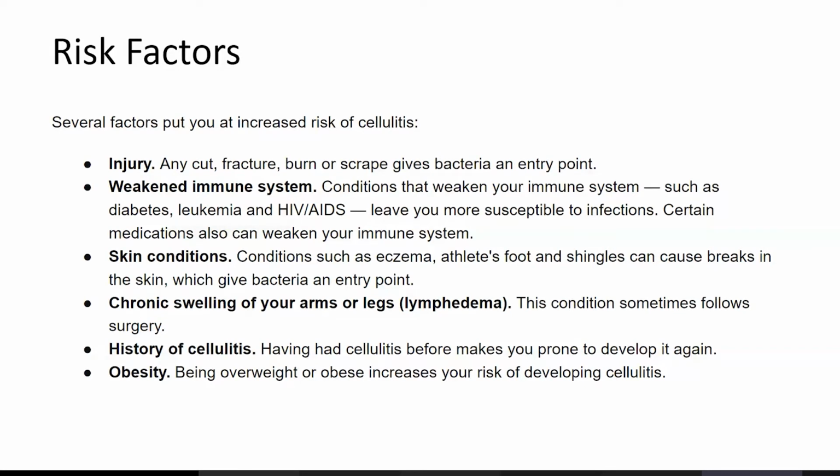Skin conditions, such as eczema, athlete's foot, and shingles can cause breaks in the skin, which give bacteria an entry point. And shingles is a viral infection that causes a painful rash. Chronic swelling of your arms or legs. This condition sometimes follows surgery. History of cellulitis: having had cellulitis before makes you prone to develop it again. Obesity: being overweight or obese increases your risk of developing cellulitis.